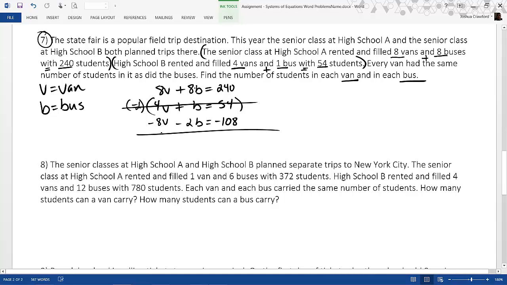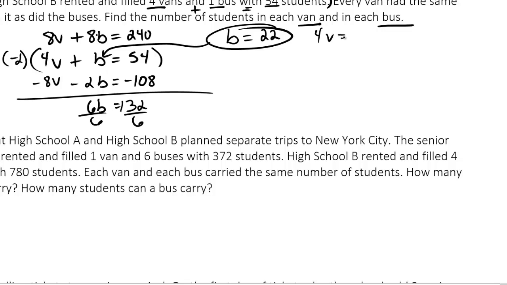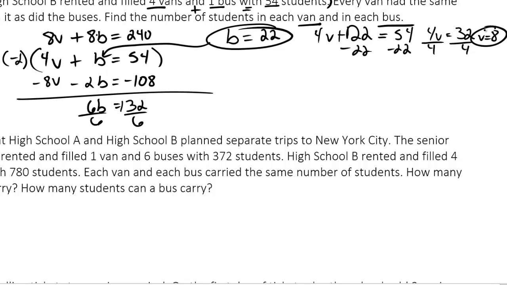And then add down. 8V minus 8V cancels. 8B minus 2B is 6B, and 240 minus 108 is 132. Sorry. So 6B equals 132, divided by 6, so B will equal 22. Now to solve for V, plug that B in and solve for V. So we're going to get 4V plus 22 for B equals 54. To solve for V, we subtract 22 first. We get 4V equals 32, and then divide by 4. So V equals 8.